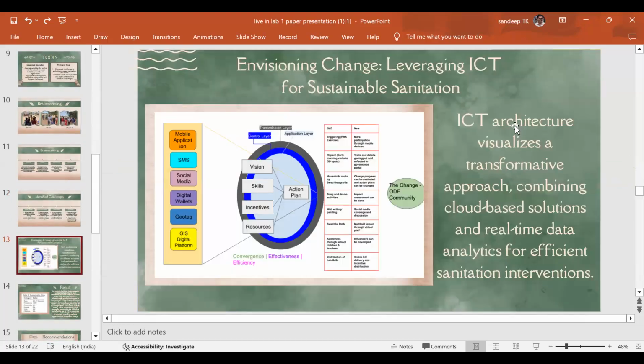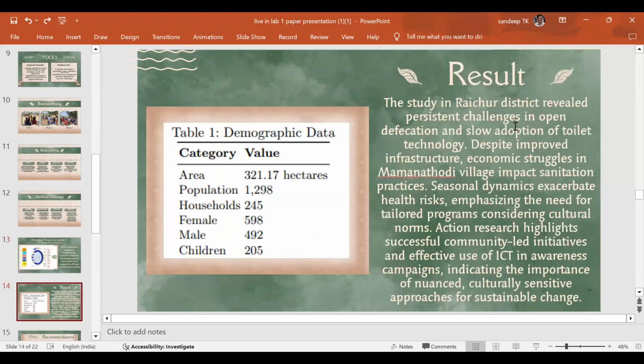So for this model we developed an ICT architecture. This architecture visualizes the transformative approach, combining cloud-based solutions and real-time data analysis for efficient sanitation intervention.